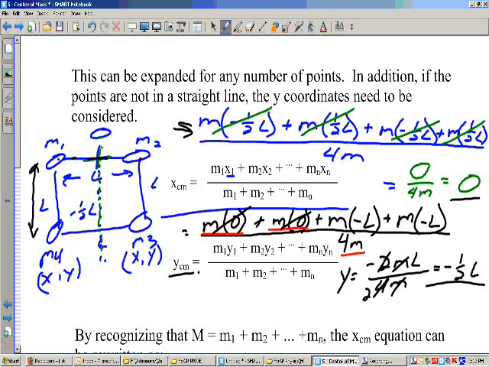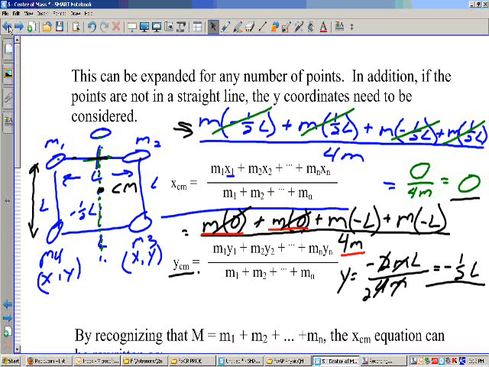Here's my y coordinate, negative 1/2 L, which puts me at 0, negative 1/2 L. So here's my center of mass, exactly where I thought it would be because of the symmetry.